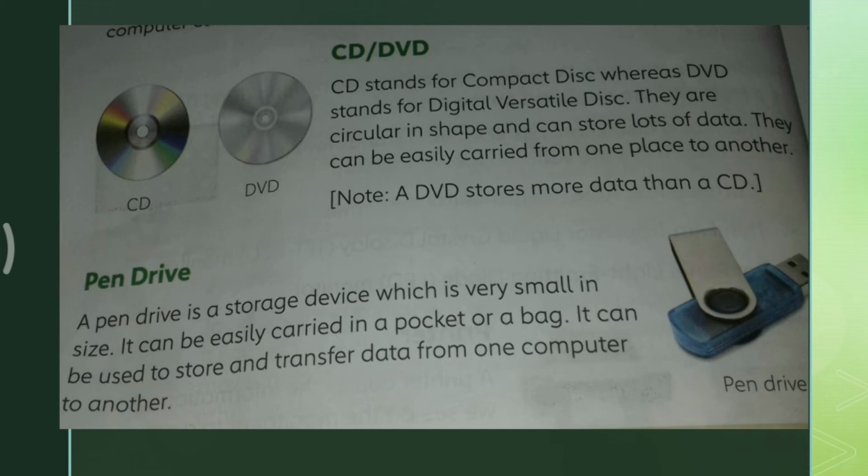Not in a full case, because we are now storing data in pen drives, right? It is the storage of data easily taken from one place to another. Now instead of storing in CDs and DVDs, we are using pen drives. A pen drive is a storage device which is very small in size. It is easily kept in the pocket, right? And it can store a lot of data from the computer.